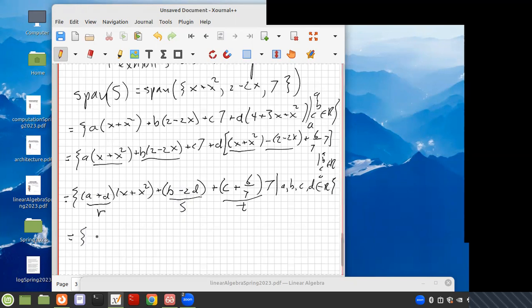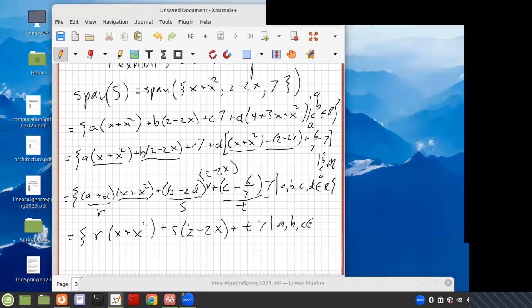So this is going to be the same thing as, say, R times x plus x squared plus S times, I left out, here there's a 2 minus 2x that was missing. See, I wrote this and this, but forgot to write the basis vector. So it's going to be S times 2 minus 2x plus T times 7, such that A, B, and C are any real numbers. So that shows this is the span of this smaller set: x plus x squared, 2 minus 2x, and 7.